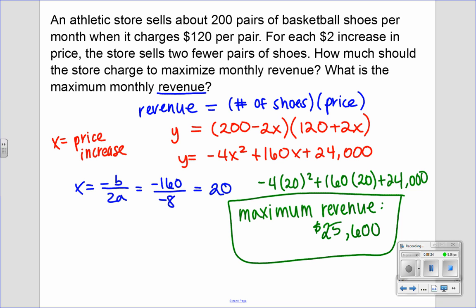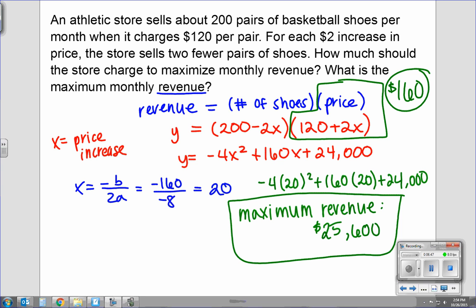Then it also asks, how much are we charging? Well, what you're going to do to figure that out is plug x into the price section of this equation. So if we plug in x, 2 times 20 is 40, and 40 plus 120 is 160. So we're going to charge $160 per pair of shoes to maximize our revenue.